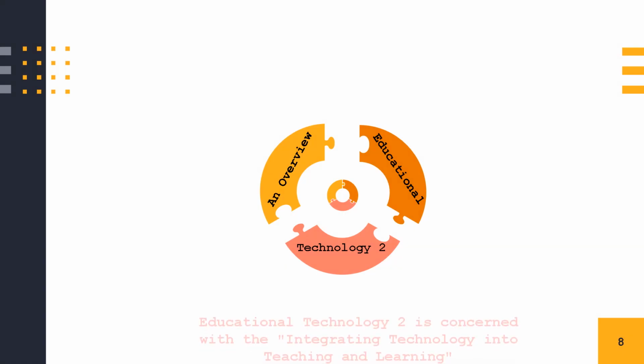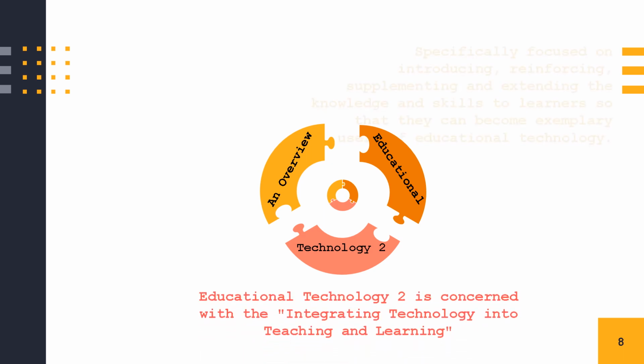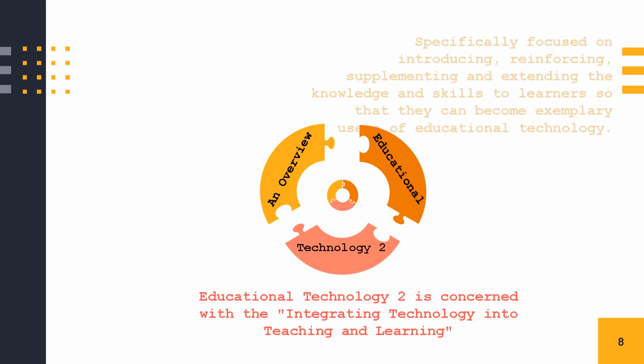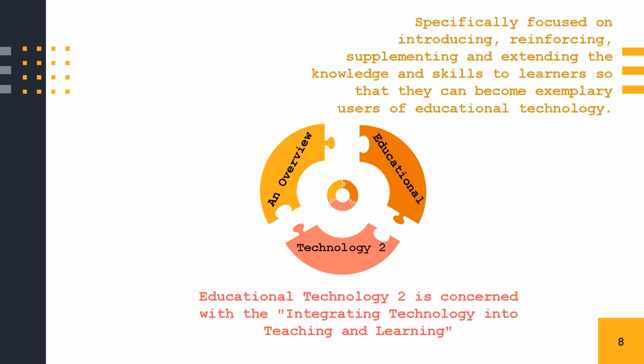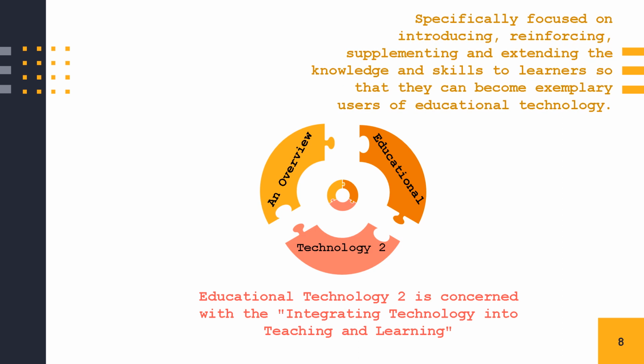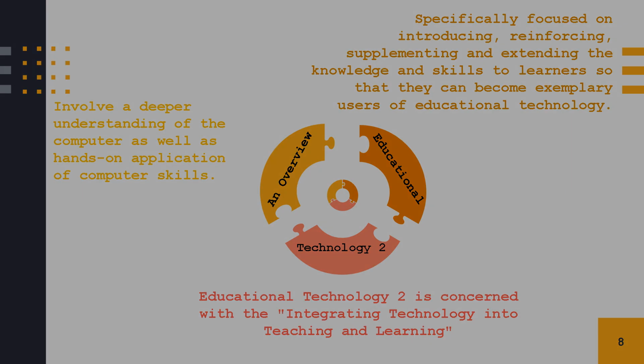An overview of Educational Technology 2. Educational Technology 2 is concerned with integrating technology into teaching and learning, specifically focusing on introducing, reinforcing, supplementing, and extending the knowledge and skills of learners so that they can become exemplary users of educational technology. It involves a deeper understanding of the computer as well as hands-on application of computer skills.